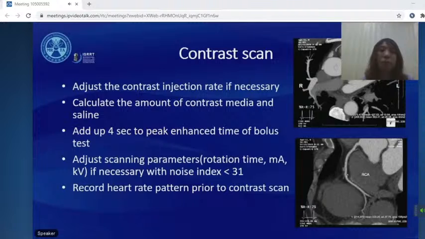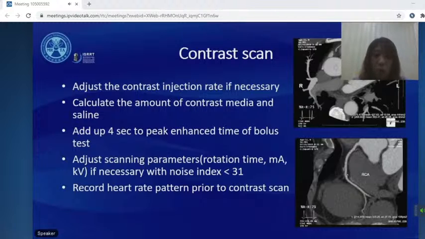Given the peak enhancement timing from the bullet test, we add 4 seconds and set it as the delay time of the CCTA scan. The volume of contrast agent can be calculated according to the beginning of the enhancement and the peak enhancement results from the bullet test. We would also inject enough saline in order to flush out the extra contrast in the right ventricle. You can also record the ECG if necessary before the CCTA scan, and the scanner will suggest a suitable auto-gating setting for this patient.